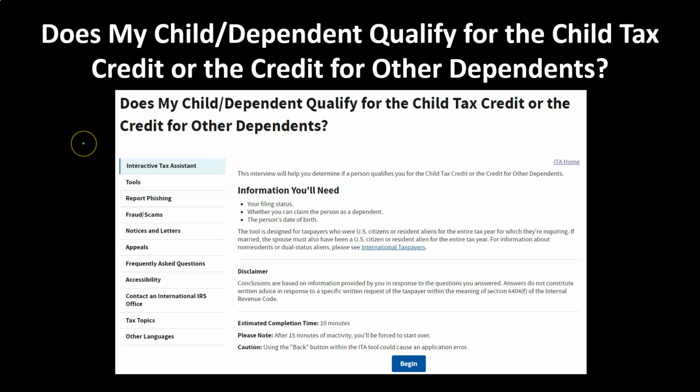Now, if you have some items that are in a gray area, or if you have clients that want to test this out on themselves, then you can direct people to the IRS website at irs.gov, and they can search there: does my child or dependent qualify for the child tax credit or the credit for other dependents? And you should get to this page, which we may take a look at in a following presentation, and you can go through this interview process, and that can make it a little bit easier to make that determination.